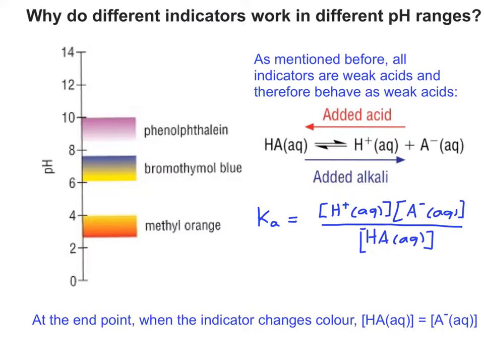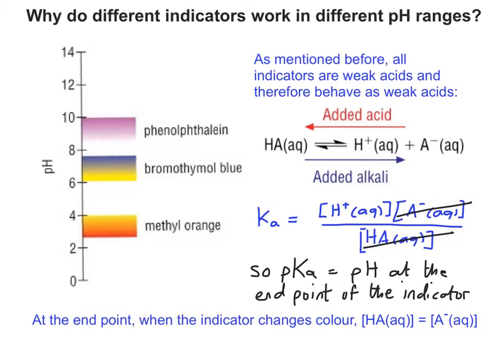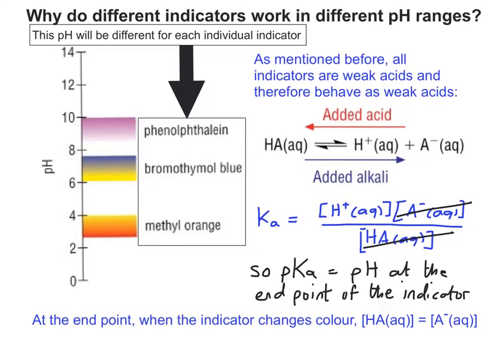And when the indicator changes colour at its endpoint, this is the pH at which the concentration of HA, the indicator itself, is the same as the concentration of its conjugate base, A-, or In-, that we talked about a slide ago. Now if we apply this idea to the Ka expression, as you'd expect, you can cancel out HA and A-. And therefore pKa will equal pH at the endpoint of the indicator. And as you'd expect, this individual pH value will be different for each individual indicator, hence why the three indicators in the diagram work at three different pH ranges.